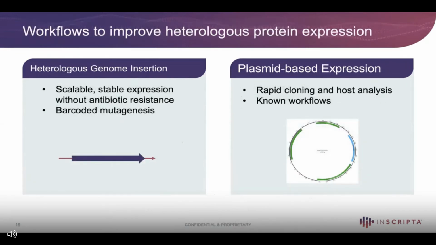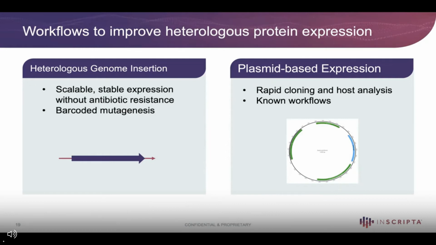And so I walked through 2 different workflows when I was looking at heterologous expression. First and foremost, I wanted the full use case of the Inscripta Onyx. So I did an insertion of the gene within the genome. That allows for scalable, stable expression without an antibiotic resistance cassette, and also enables Onyx-based editing with barcoded capacities to be able to track edits. I found that quite powerful.